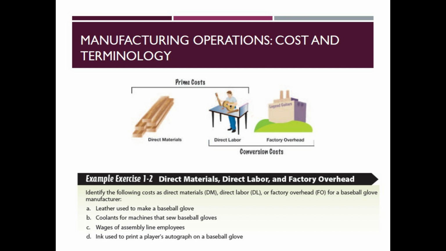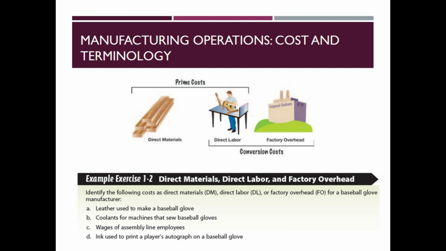So how about conversion cost? So the conversion cost refers to direct labor and factory overhead. For mnemonics purposes, you write direct materials first, direct labor, and third one would be factory overhead. The first two would be the prime cost, and the last two would be the conversion cost. Okay? So given the exercise previously, let's now determine whether or not it is a prime cost, a conversion cost, or both for a baseball glove manufacturer.